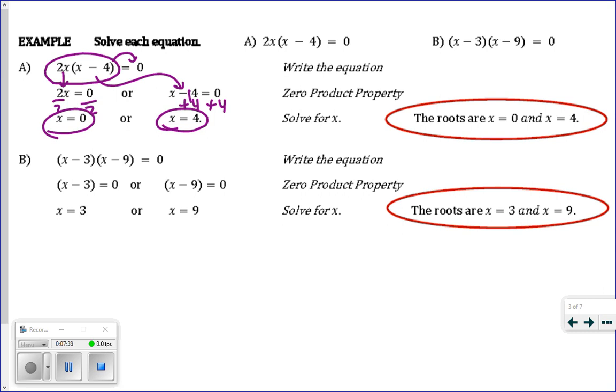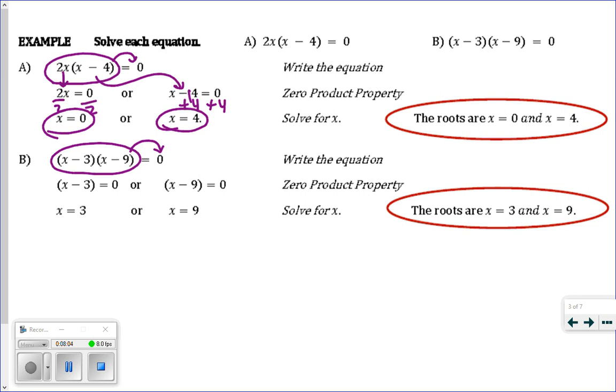Okay, and either one of those, if you plug them back in and tested it, you would realize it would make that equation true. If I plug in an x equals 0 and I work that problem out, it'll work. If I plug in a 4, it's also going to work. Okay? Same thing with part B here. You have a polynomial in factored form equal to 0. That's always going to be our goal.